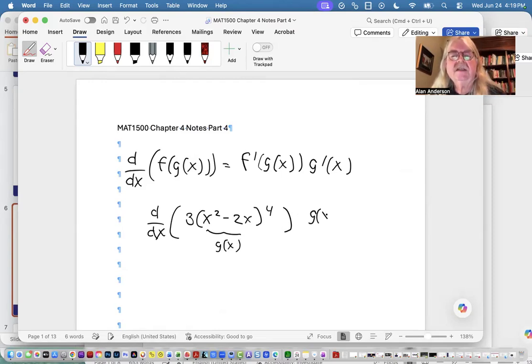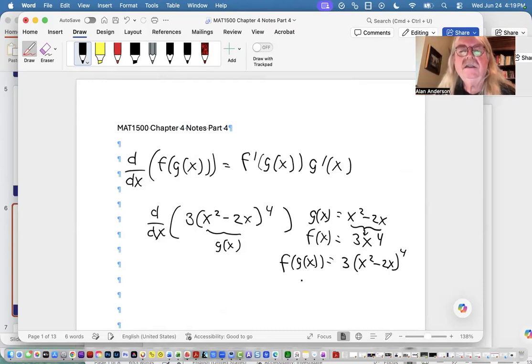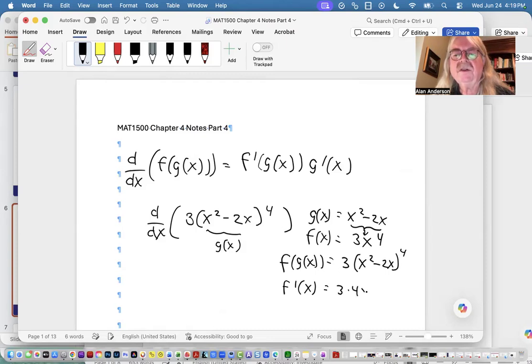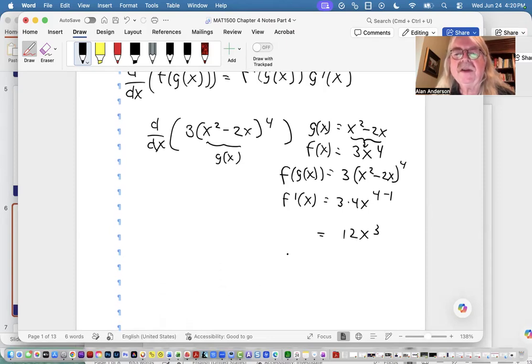Okay, so g of x is x squared minus 2x, and then f of x is 3x to the fourth, so that f of g of x is 3 times (x squared minus 2x) to the fourth, because what you're doing is you're substituting for each x, g of x right there. Okay, and then since f prime of x in this case, based on the power rule, would be 3 times 4 times x to the 4 minus 1, or 12x cubed. And then based on the same rules, g prime of x will be 2x minus 2.